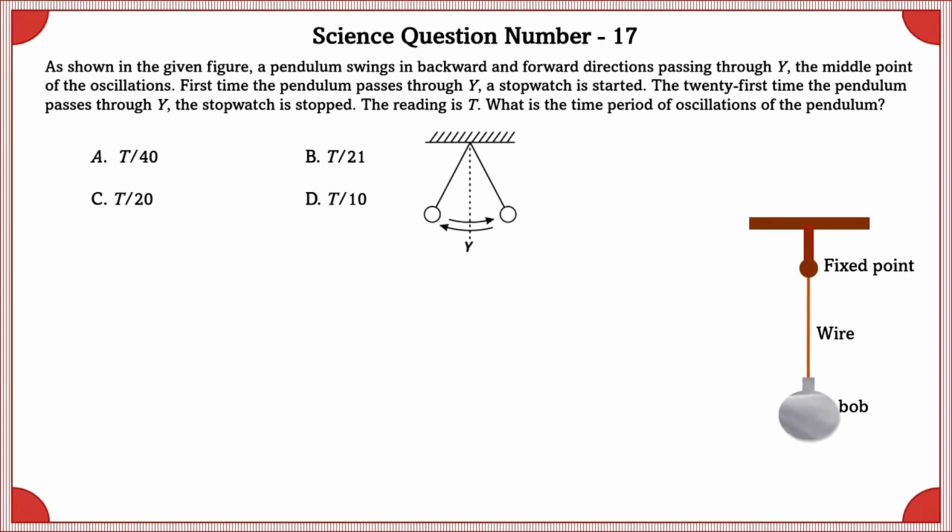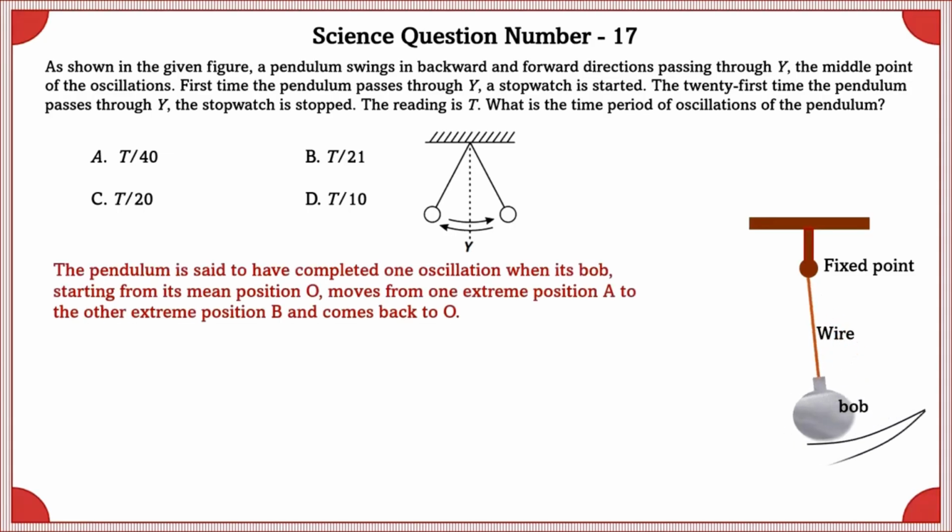Science question number 17. As shown in the given figure, a pendulum swings in backward and forward directions passing through Y, the middle point of the oscillations. First time the pendulum passes through Y, a stopwatch is started. The first 20 times the pendulum passes through Y, the stopwatch is stopped. The reading is T. What is the time period of oscillation of the pendulum?